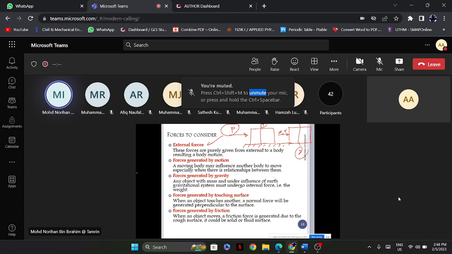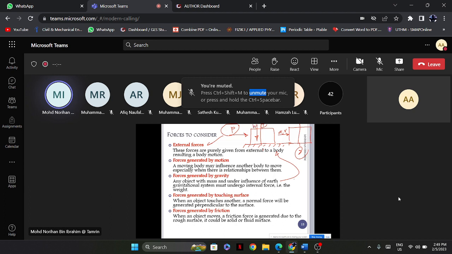So the third one is a force generated by gravity. An object with a mass and under the influence of Earth's gravitational system must undergo internal forces, which is called weight. Yeah? So let's get back to these illustrations. Let's say we have this block with the mass of m. Of course, this block itself has a force which is generated by gravity. We call it weight, W.